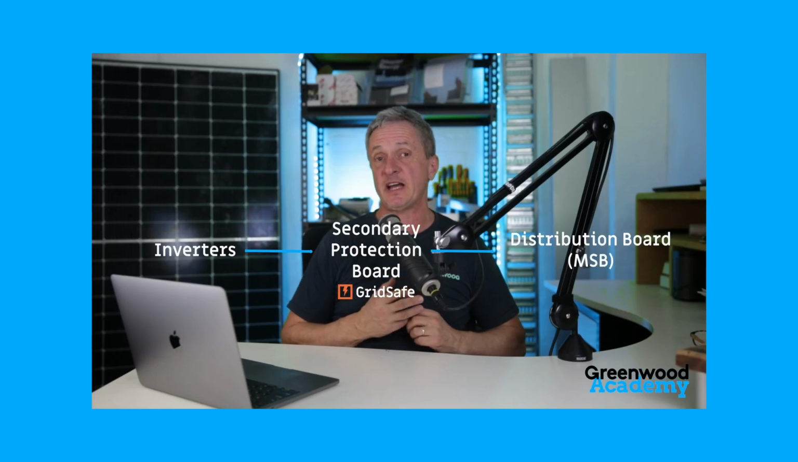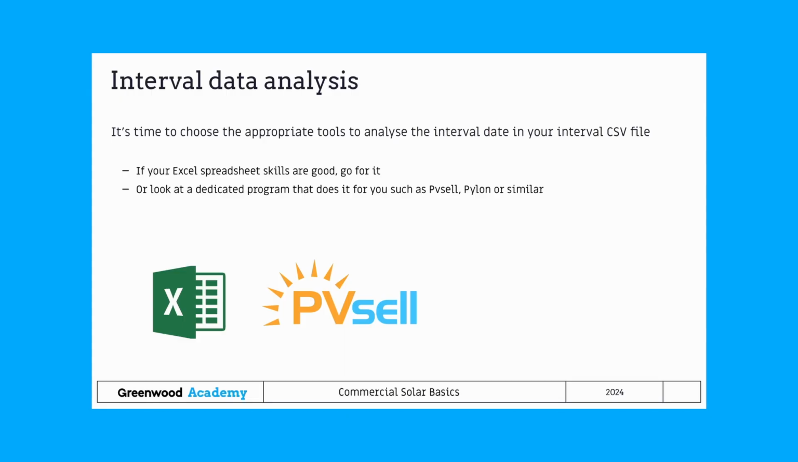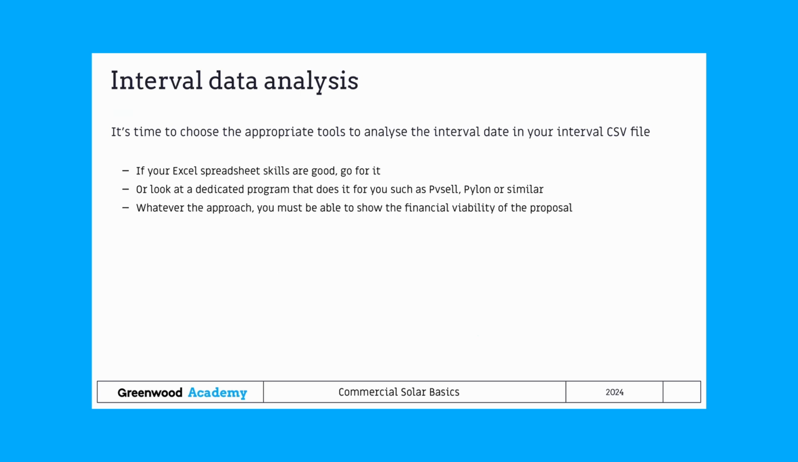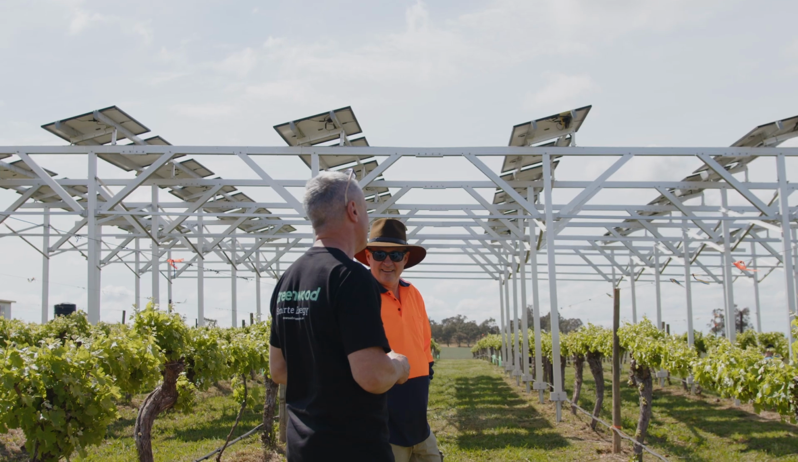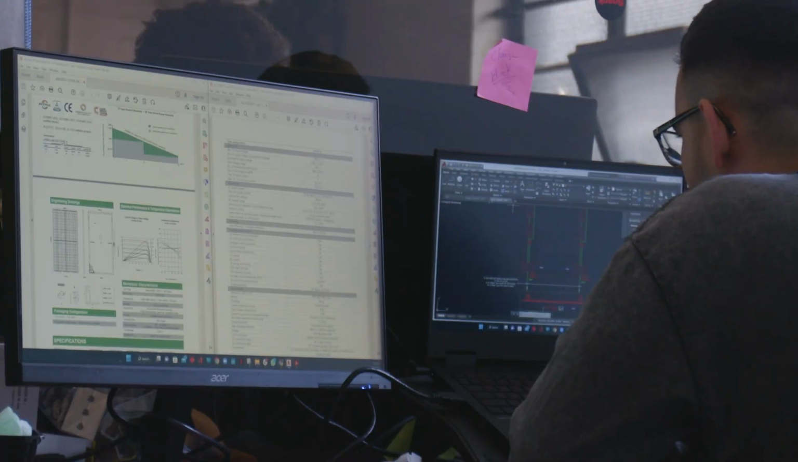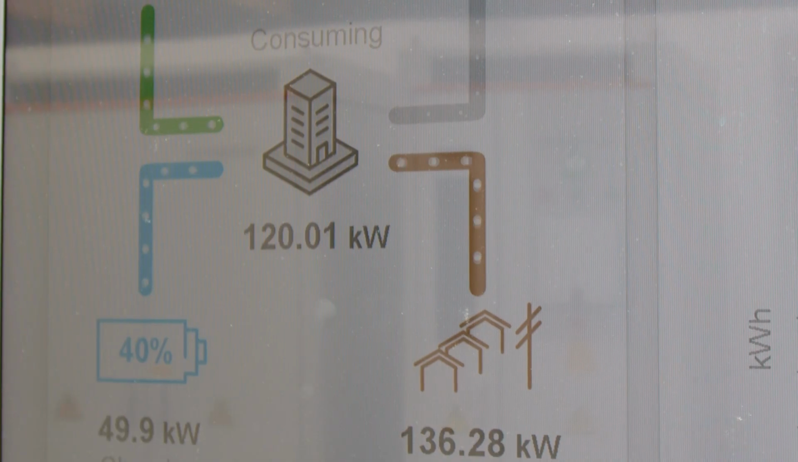In just 20 minutes, our SAA-approved video presentation cuts through the complexity and delivers the core knowledge you need to master commercial solar basics. Our easy-to-grasp content is perfect for all skill levels, providing a solid foundation for understanding commercial solar projects up to 1 megawatt in size.